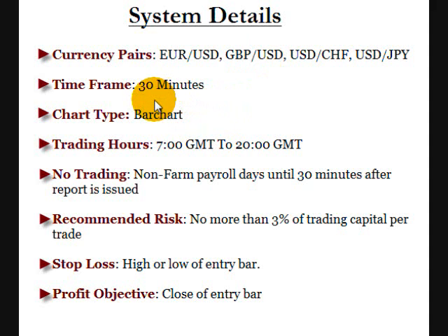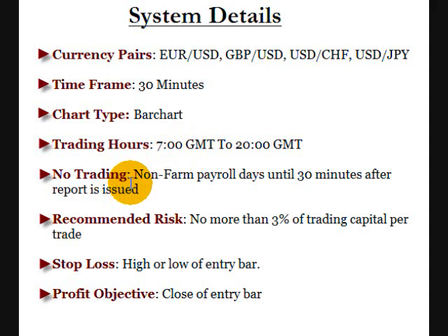The time frame is 30 minutes, and the chart type is a bar chart. So we're going to be using a 30-minute bar chart. The trading hours, 7 GMT to 20:00 GMT. I totally recommend that you stick to these trading times. If you want to trade outside these times, you're more than welcome to do so. But the best volatility has been shown to happen during this time frame.